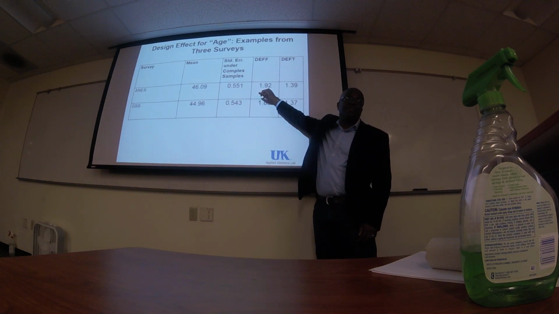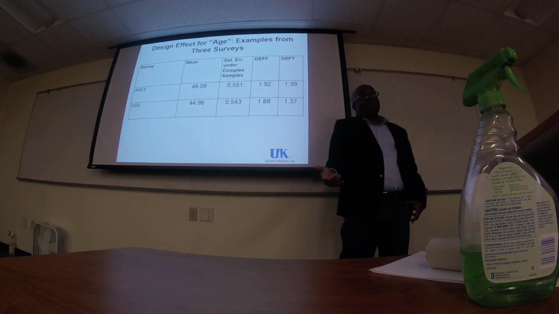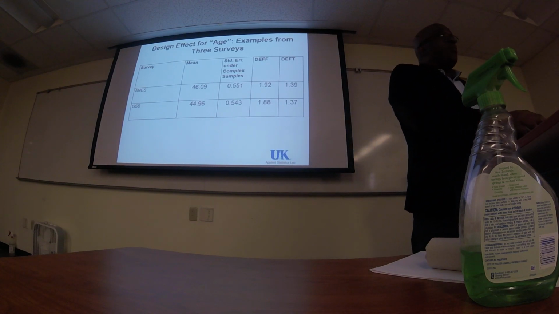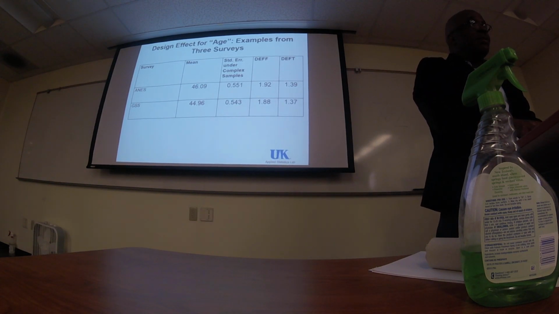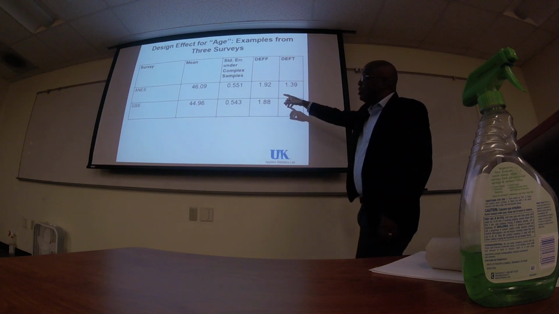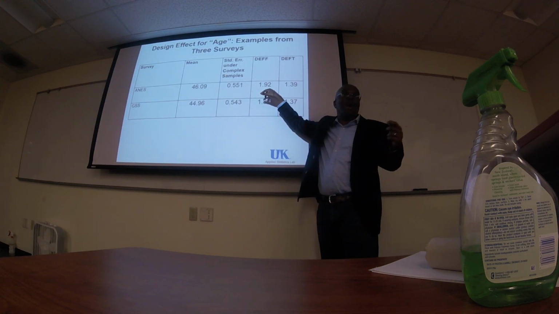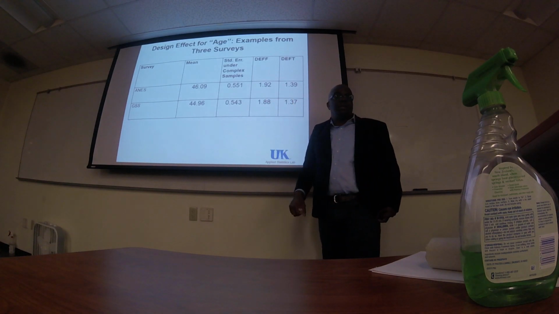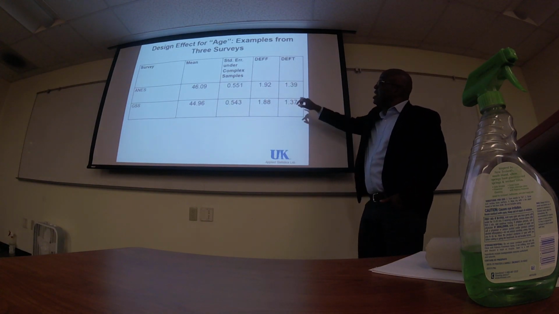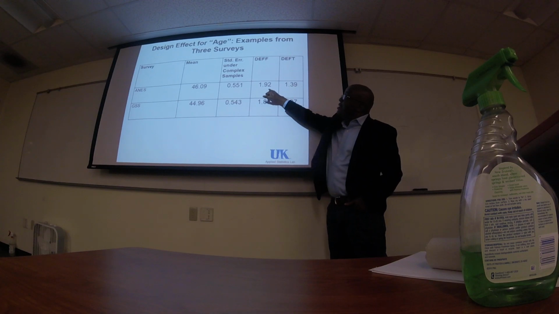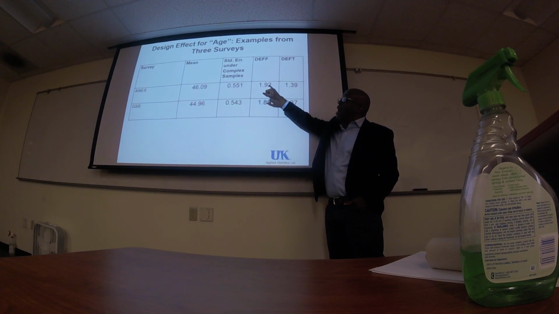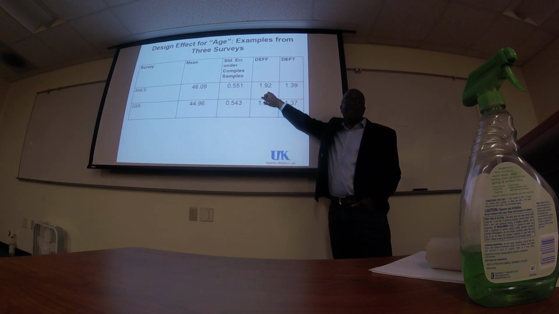get this value. But there is a way in the software: when you're using proc surveymeans, you can ask it to report this value. It will automatically report the value for you. You don't have to do it manually. And what is DEFT?